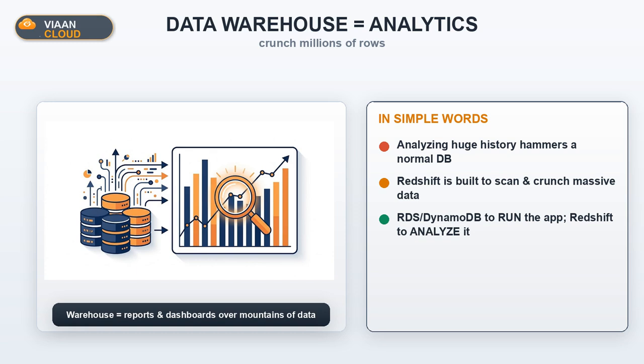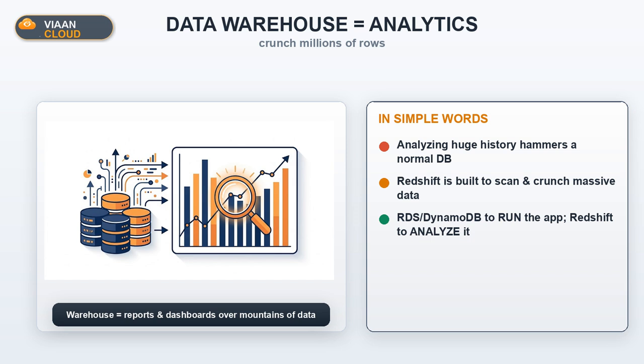The databases we've discussed so far are built for transactions, lots of small, fast reads and writes like saving one order. But when you want to analyze millions of rows, total sales by region over 5 years, that hammers a normal database. The right tool is a data warehouse like Amazon Redshift. It's purpose-built to scan and crunch enormous volumes of historical data for reports and dashboards.